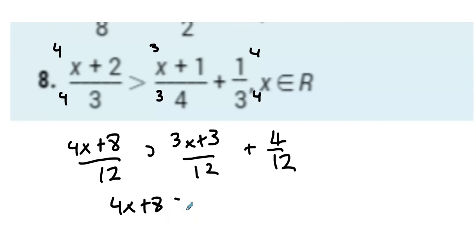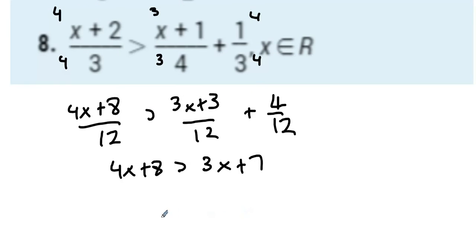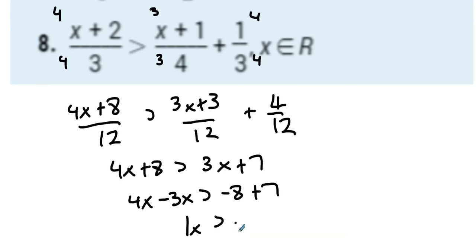4x plus 8. We good? 3x plus 7. X is on the left. Other numbers on the right. 1x is greater than minus 1.